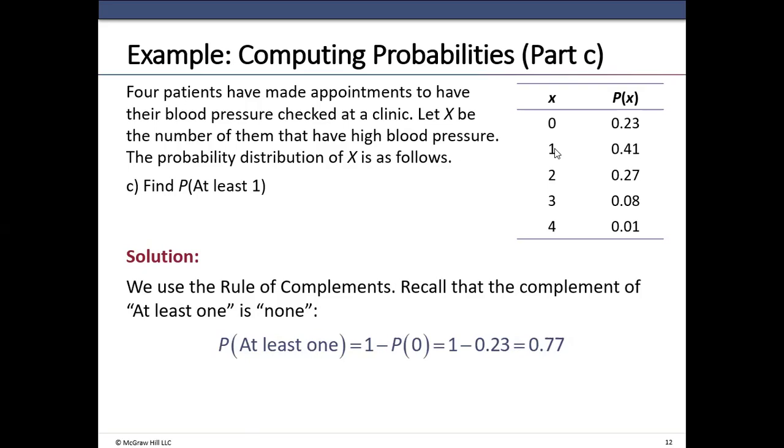Okay, in this one, find at least 1. That means 1 and above. What is the complement or opposite of that? 0. So use the law of complement events. The probability of at least 1, that means the probability of X greater than or equal to 1, is 1 minus the probability of 0, which is 1 minus 0.23, which is 0.77.